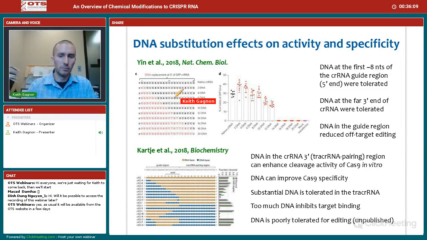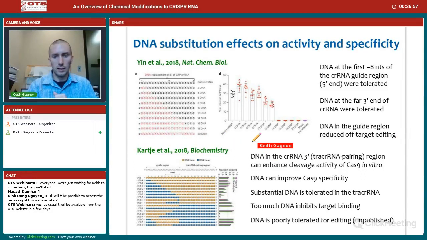This is just an image from the paper giving an example of how they moved along and systematically added in DNA bases. The first approximately 6 to 8 nucleotides could be easily replaced with DNA without really compromising editing efficiency. But of course, as you moved into the seed region, you lost all your activity. They went on to show that DNA substitution could also be done in the 3' end of the CRISPR RNA, and that was tolerated to some degree. And then you had reduced off-target editing, a little bit better specificity with DNA-substituted CRISPR RNAs.